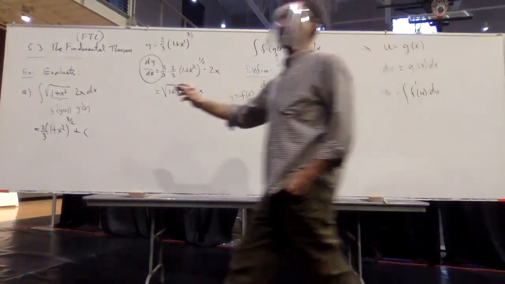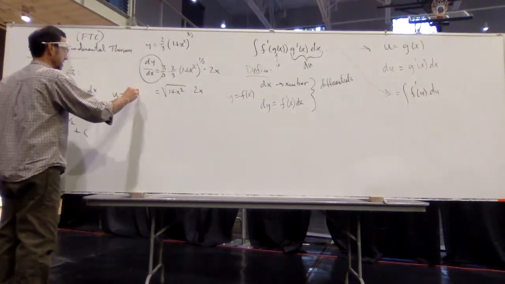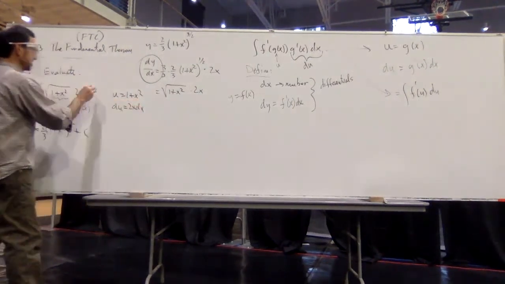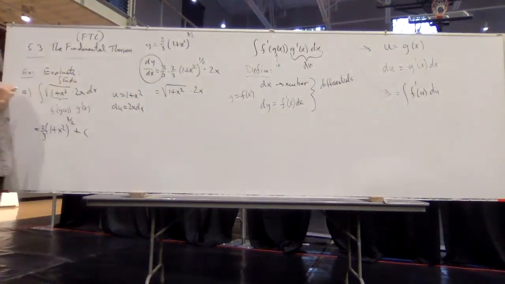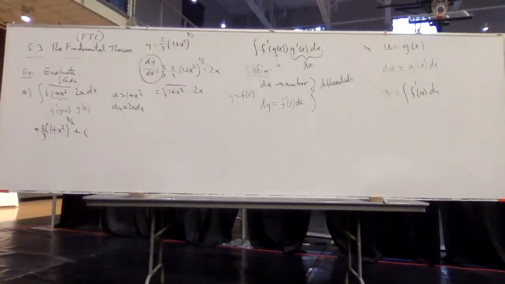So if I were to work this thing out, I would let u be 1 plus x squared. And du is 2x dx. So I get the integral of the square root of u du. We've reduced it to an antiderivative that we learned earlier. And then I would find the antiderivative in terms of u, and then substitute back in the original relationship. Everywhere a u shows up, I'm going to write a g of x.